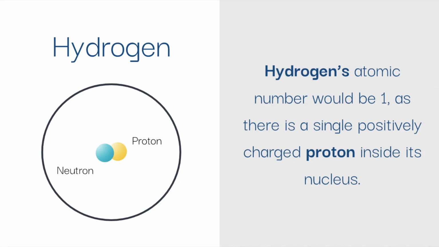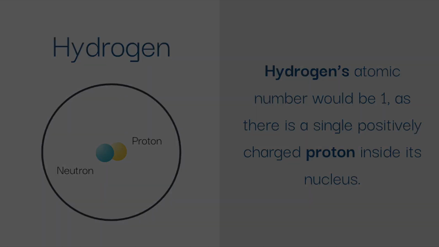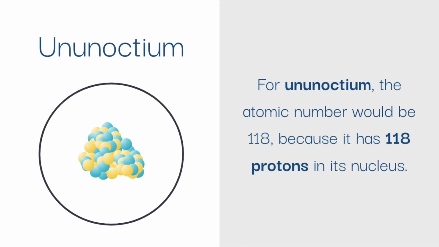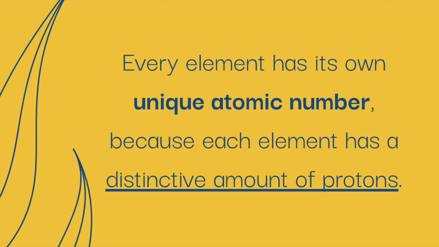For instance, hydrogen's atomic number would be 1, as hydrogen has a single positively charged proton inside its nucleus. For ununoctium, the atomic number would be 118, because it has 118 protons inside its nucleus. Every element has its own unique atomic number because each element has a distinctive amount of protons.